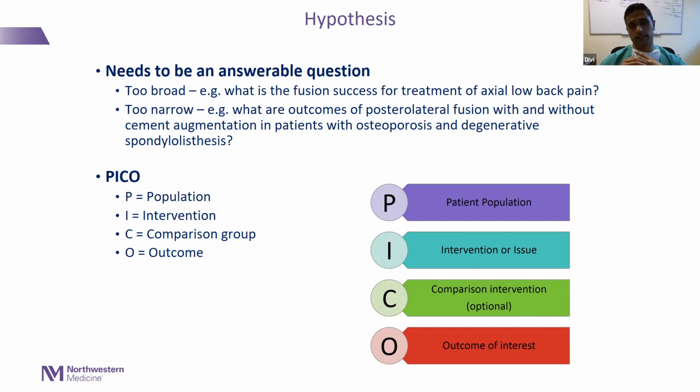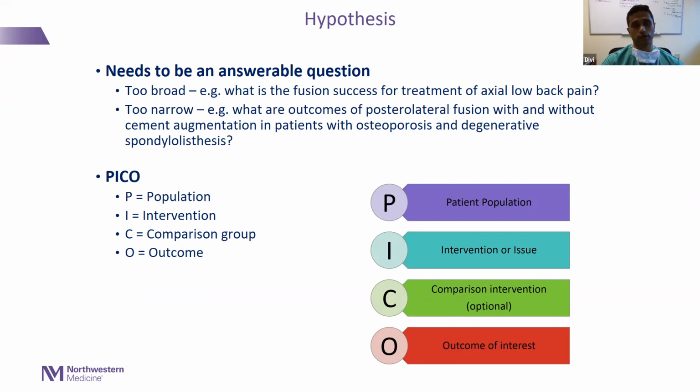There are problems with this in that you can make it too broad or too narrow. For example, one example of too broad is, what is the fusion success for treatment of axial low back pain? This is too broad because there are potentially many different confounders, and it can be unanswerable. Basically, what kind of axial low back pain? Is it discogenic pain, facetogenic pain, strains? The fusion success would be significantly affected by that. Then there's a whole host of patient factors that go into consideration here. So there are potentially way too many confounders.